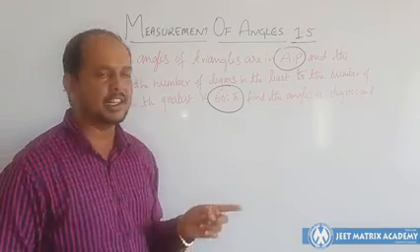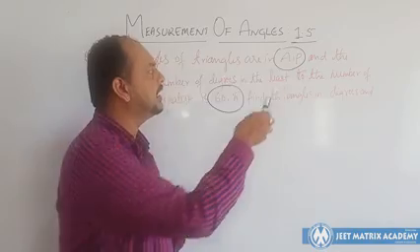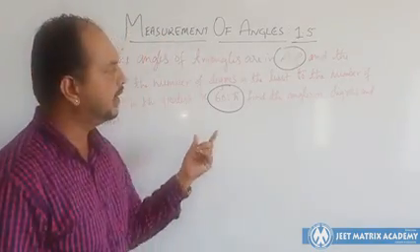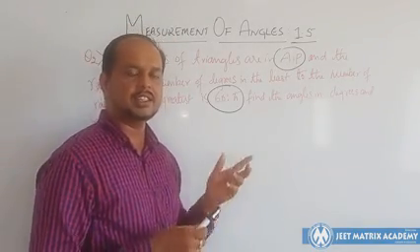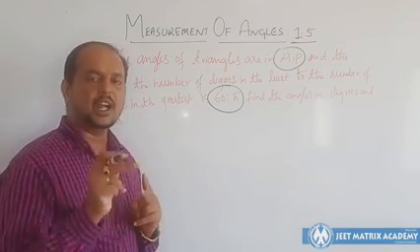So it is very clear. They have not mentioned what the interior angles of the triangle are. They said they are in AP. And whenever they say AP and it is a triangle, how do you consider the three angles?